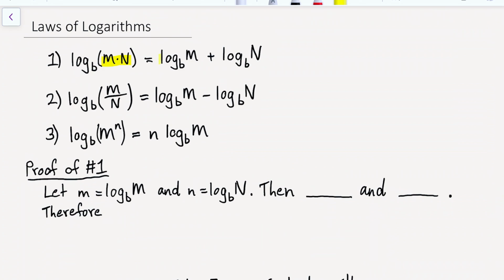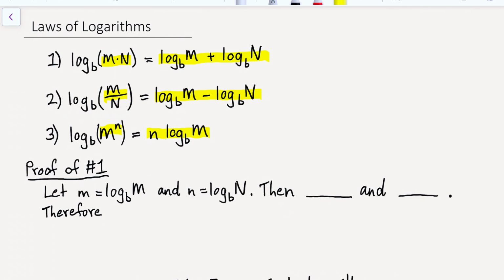If we have log b of m times n multiplied inside the logarithm, that is the same as log b of m plus log b of n. The second rule involves a quotient. Log b of m divided by n is the same as log b of m minus log b of n. And the third rule involves a power. Log b of m to the power of n is the same as n times log b of m.